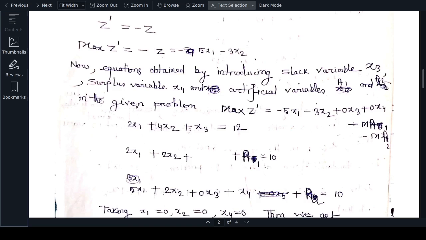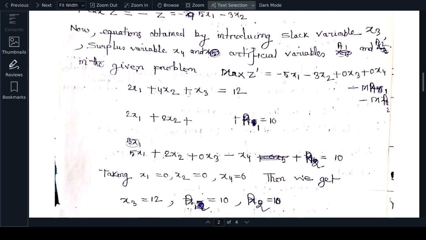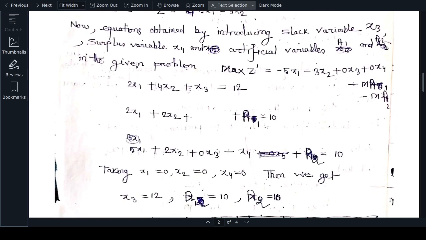So x3, you will remember, is our slack variable. For the second constraint, we use the artificial variable a1. So twice x1 plus twice x2 plus a1 equal to 10. For the third constraint, 5x1 plus twice x2, and we use the surplus variable minus x4. For x3 we can write 0 into x3, no problem. So minus x4. Same way we use plus the artificial variable a2 equal to 10.